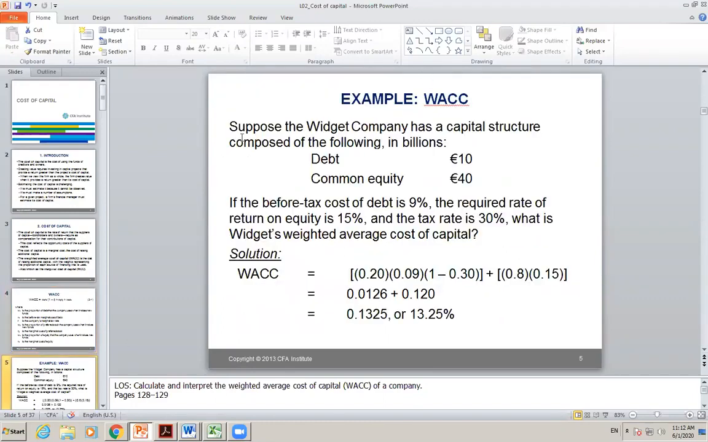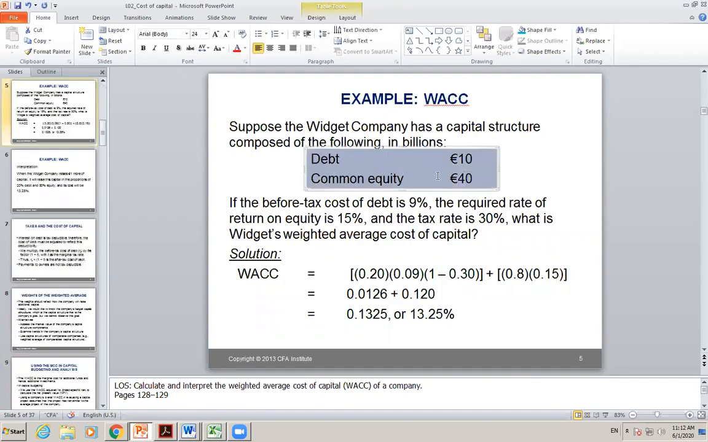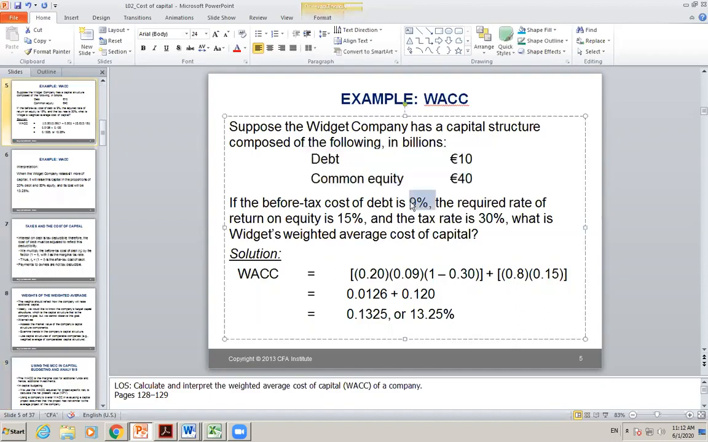So the example is given here. Suppose the Whitgate company has a capital structure composed of the following, in billions. Debt is 10 billion and common equity is 40 billion. So in total, the total asset is equal to 50 billion. If the before-tax cost of debt is 9%, the required rate of return on equity is 15%, and the tax rate is 30%, what is the Whitgate's weighted average cost of capital?